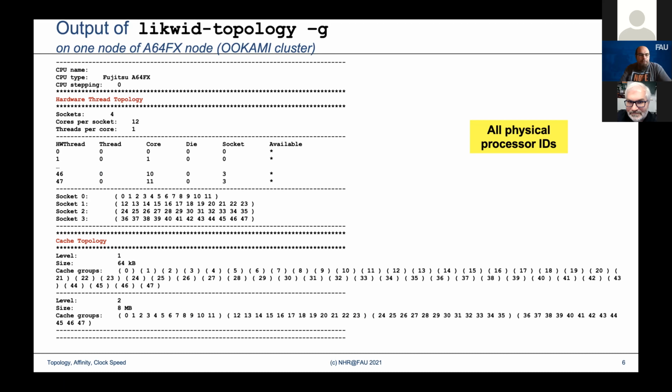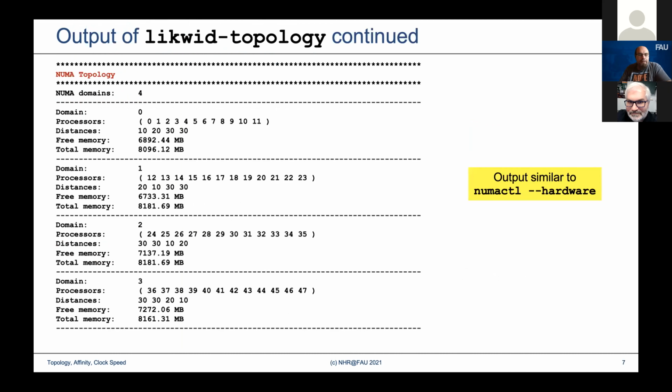So by 12 cores, and it's 8 megabyte in size. So it's easy to look at the output of how the assembly is assembled in the machine. At the last section, we have the NUMA topology, which shows all 4 NUMA domains, which cores are in a NUMA domain, the size and the distances. So how far it is virtually to communicate between these NUMA domains. The output is quite similar to the numactl output.